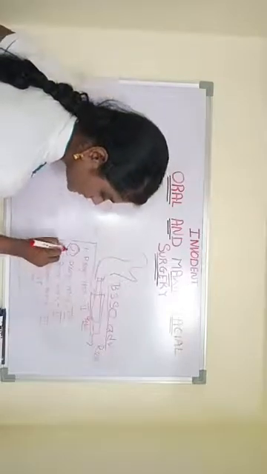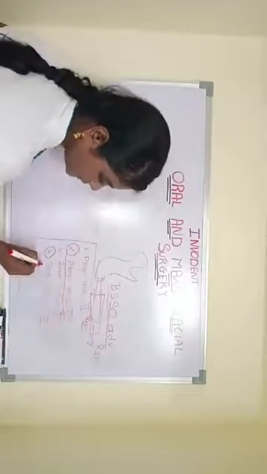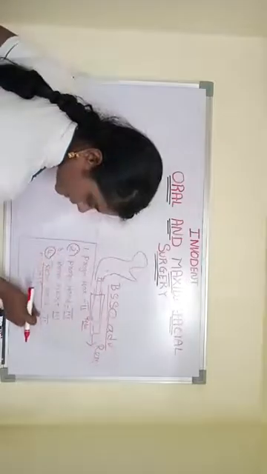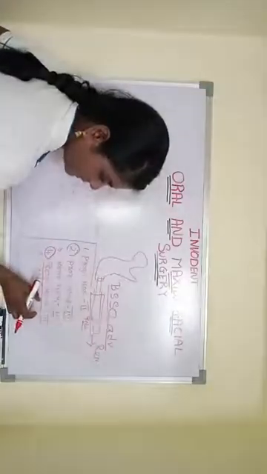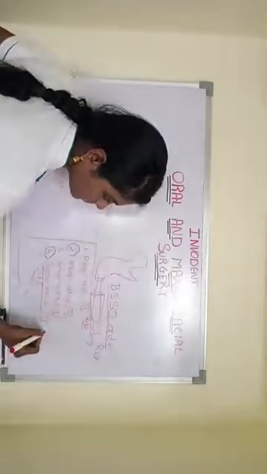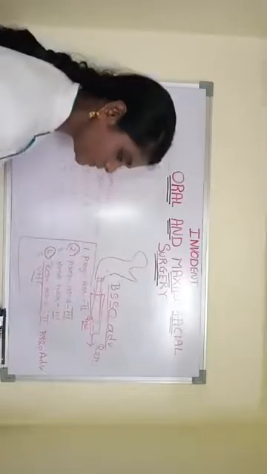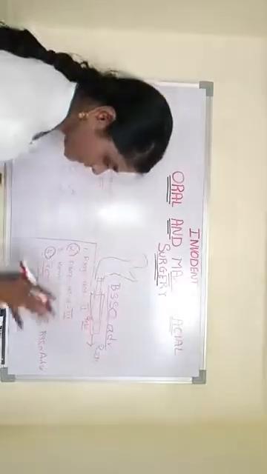So dear students, this is retrognathic mandible. In retrognathic mandible, we will consider BSSO advancement, bilateral sagittal split osteotomy advancement.